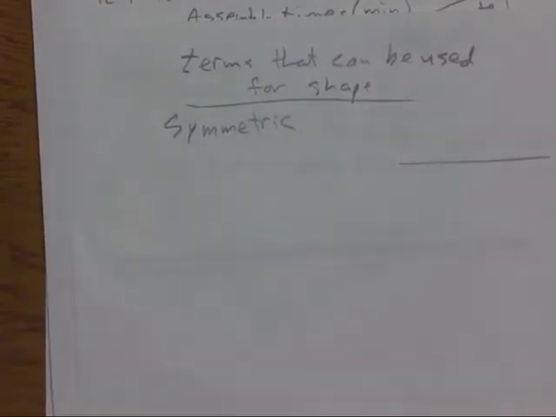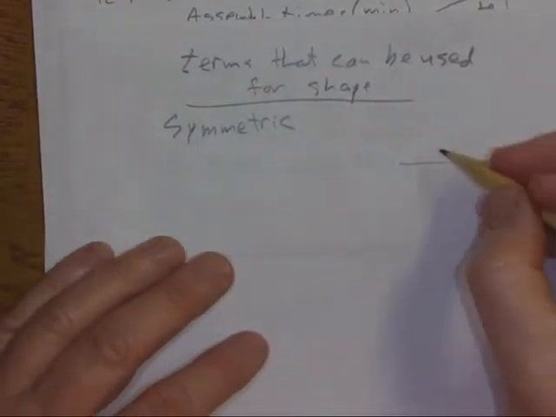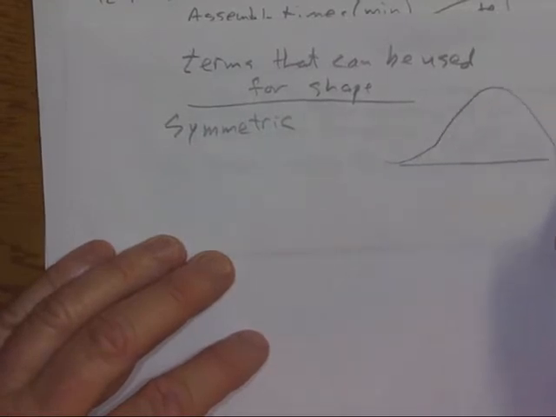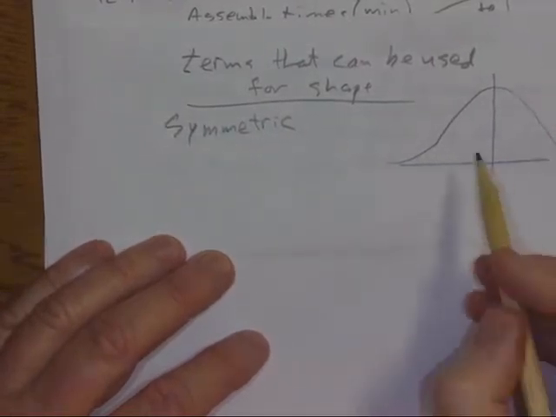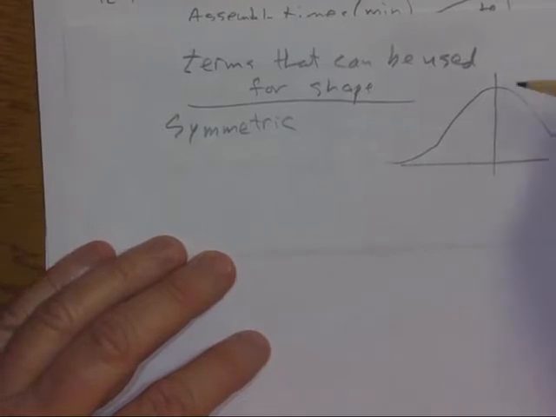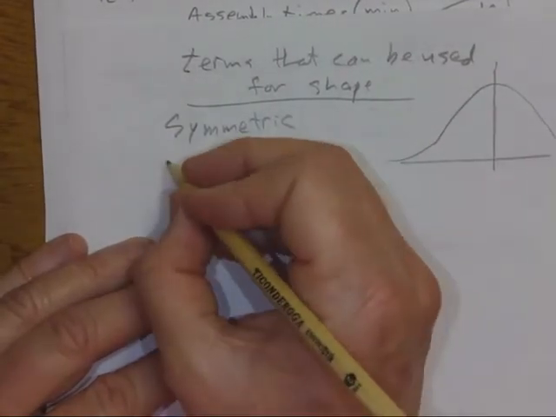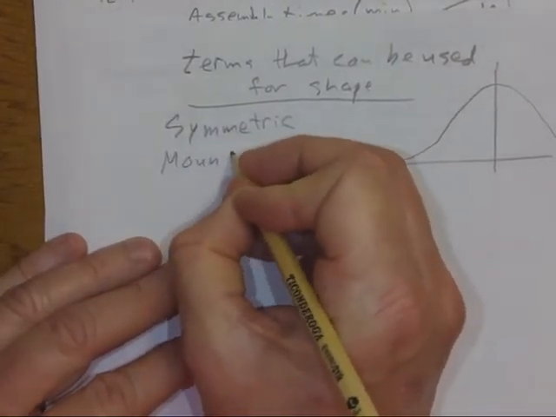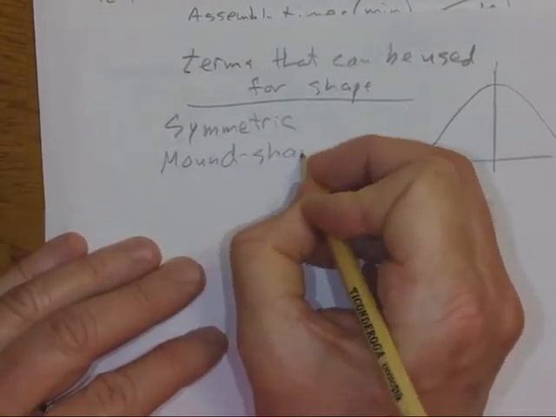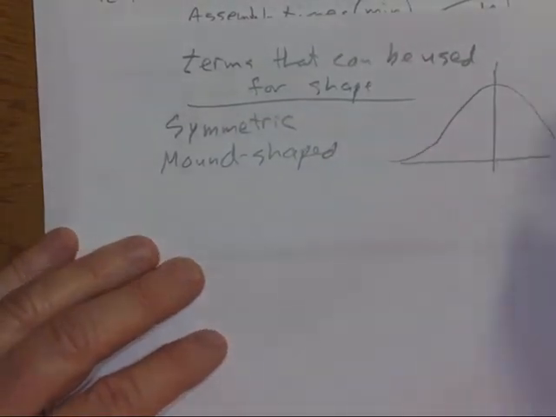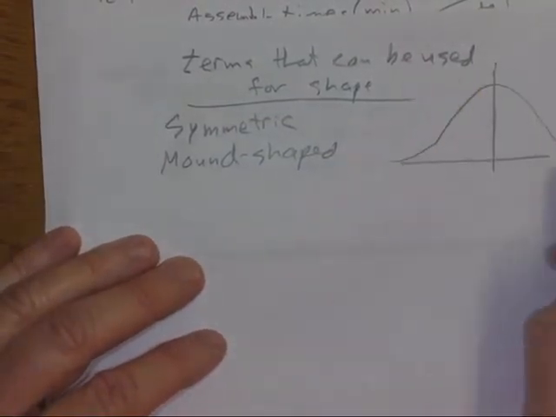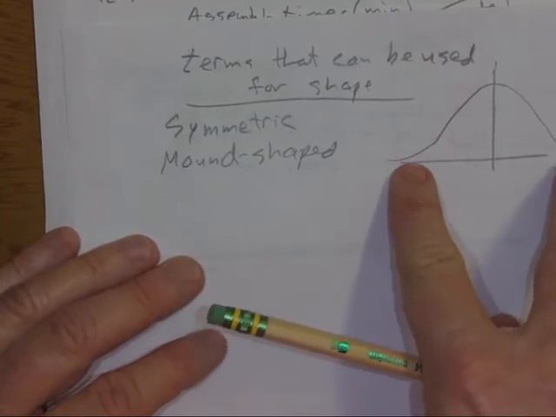Symmetric just means that it roughly has a line of symmetry. And it can be a little bit off, but that's okay. But in general, you can draw a line like this, and it's the same on the left and on the right. It could be mound-shaped, or bell-shaped, as we call it. In other words, it looks like just a little mound. It really has a high part, and then lower on the tails, as we call them.